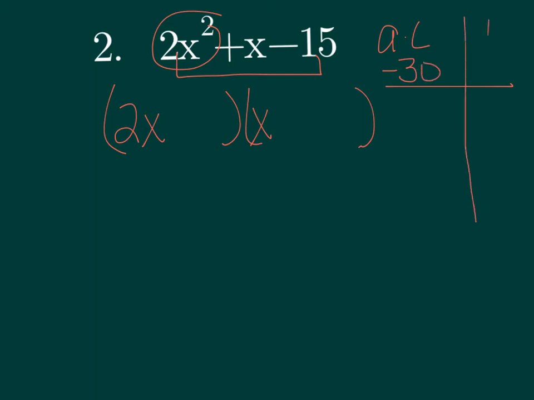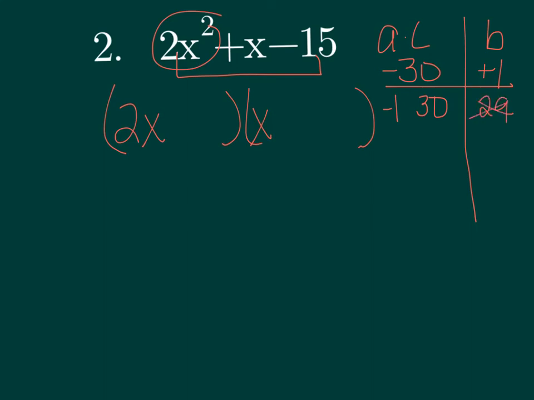Okay, and we want that to equal our b term, which is a positive 1. Some of you can come up with the factors a lot faster, but I'm just going to go through them. Remember, we multiply to get a negative, so I need one negative and one positive. If I multiply those two, I get negative 30, and when I add, I get 29.